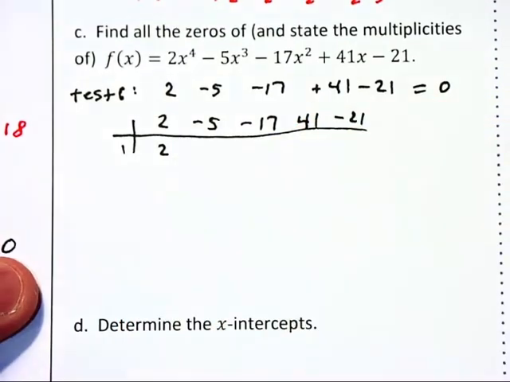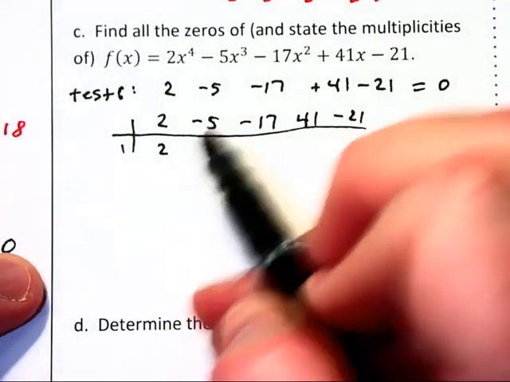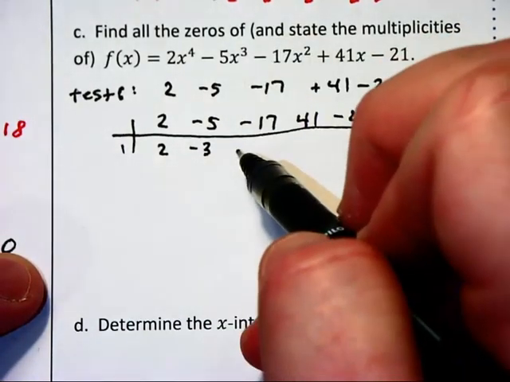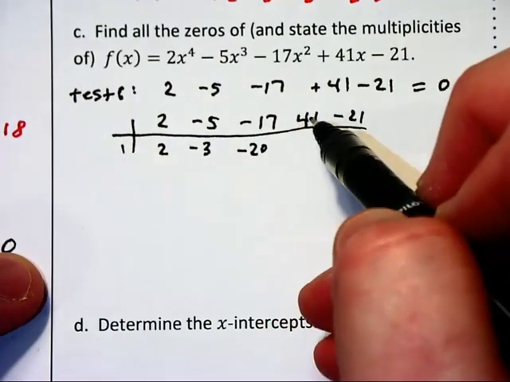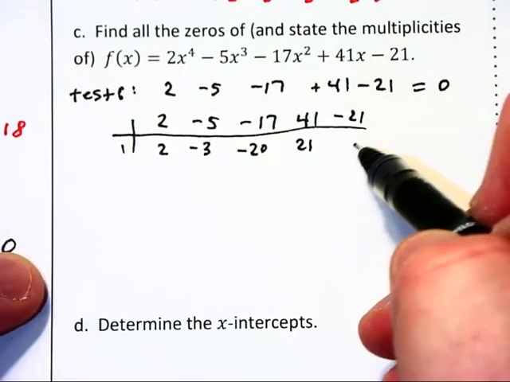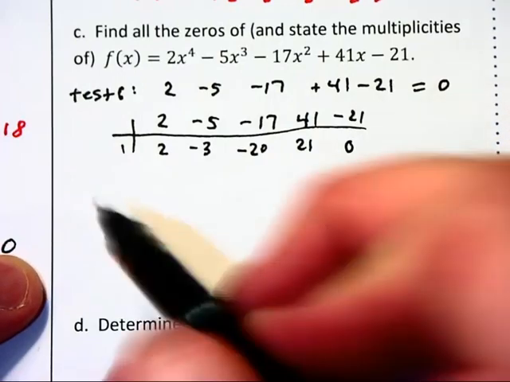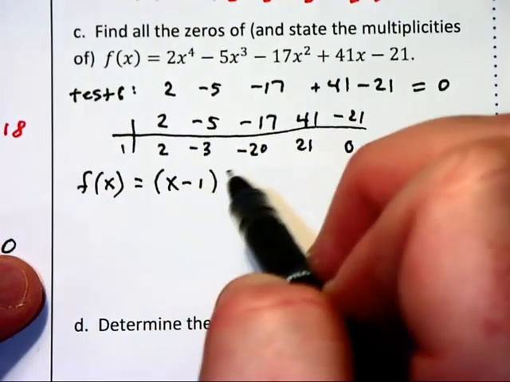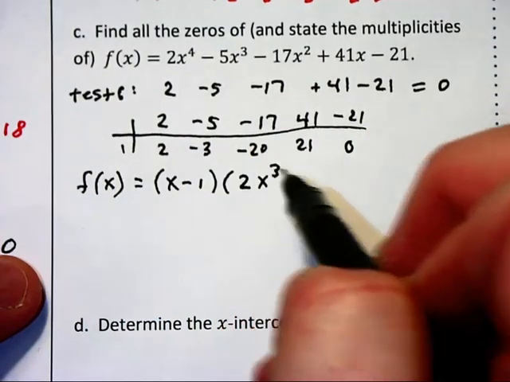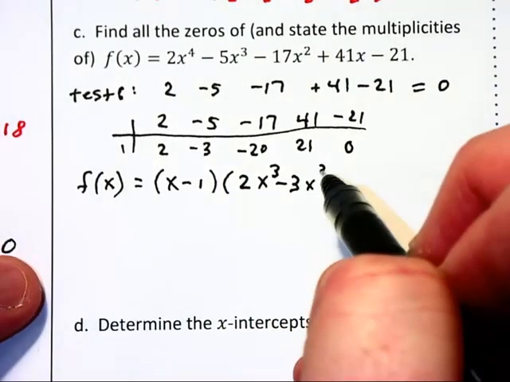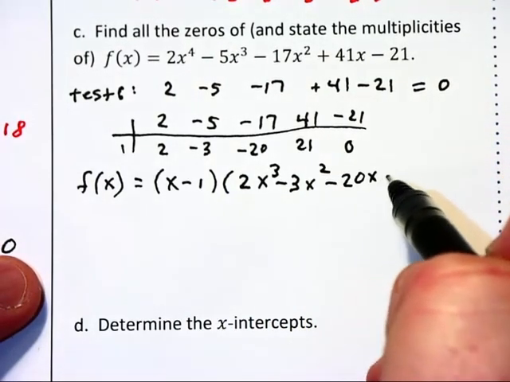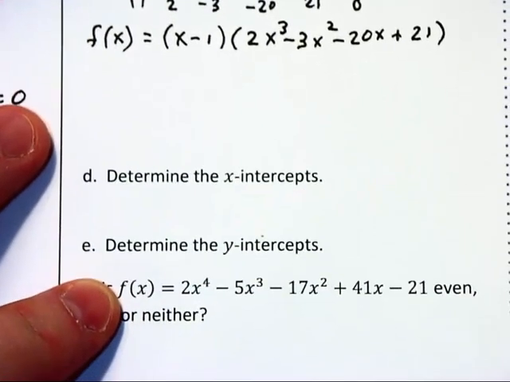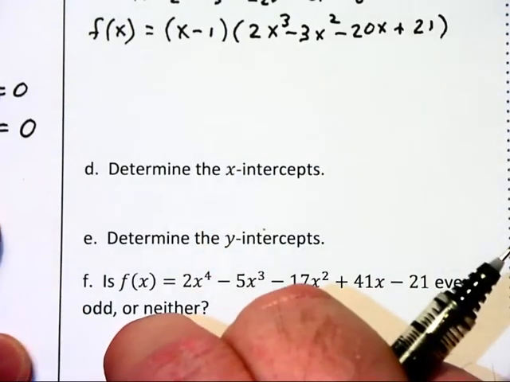Bring down our first number, 2. Here we go. 1 times 2 is 2, minus the 5 at the top of the next column is negative 3. 1 times negative 3 is negative 3, minus that 17 makes negative 20. 1 times negative 20 is negative 20, plus that 41 makes 21, and we're going to have 21 minus 21 makes 0. So our function here now becomes f of x equals x minus 1 times 2x cubed minus 3x squared minus 20x plus 21.